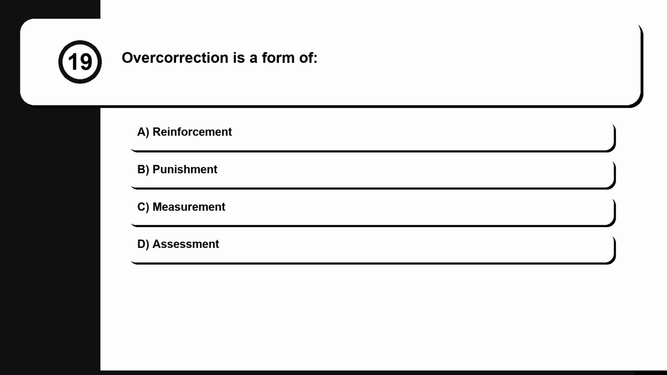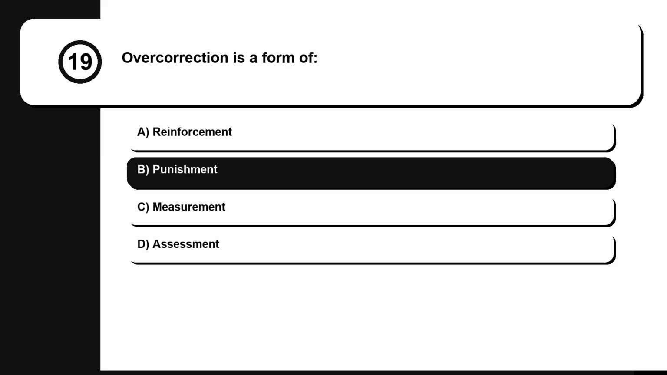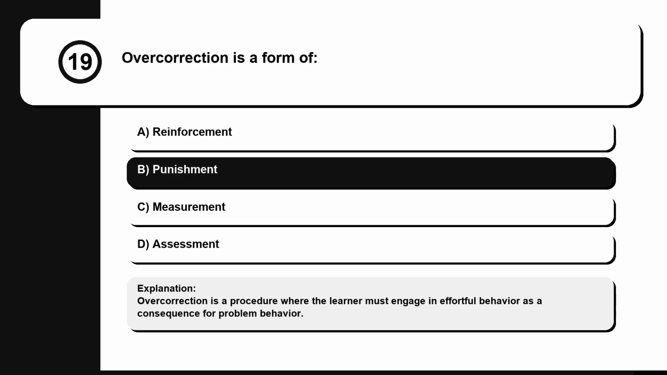Question 19. Overcorrection is a form of A. Reinforcement, B. Punishment, C. Measurement, or D. Assessment. The correct answer is B. Punishment. Overcorrection is a procedure where the learner must engage in effortful behavior as a consequence for problem behavior.